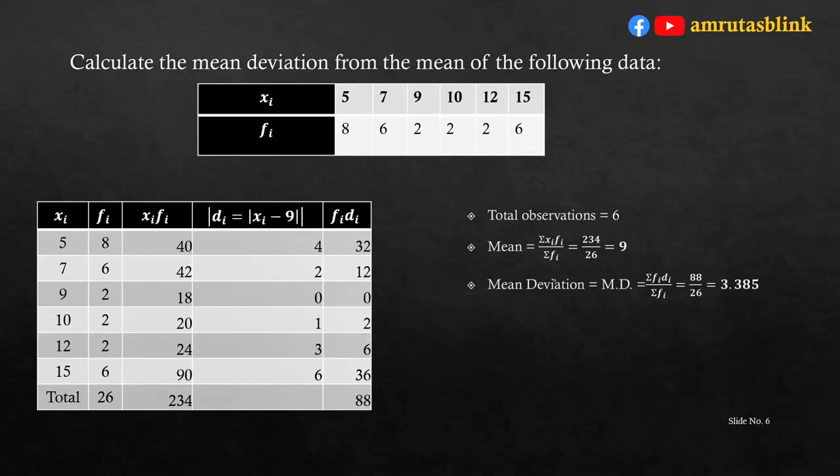2 into 3 is 6, 6 into 6 is 36, and summation of all these values of fi di which we have just calculated is 88. Hence, mean deviation is equal to summation fi di upon summation fi, that is 88 upon 26, which is equal to 3.385. Hence, we can say that mean deviation from the mean for the given data is 3.385.